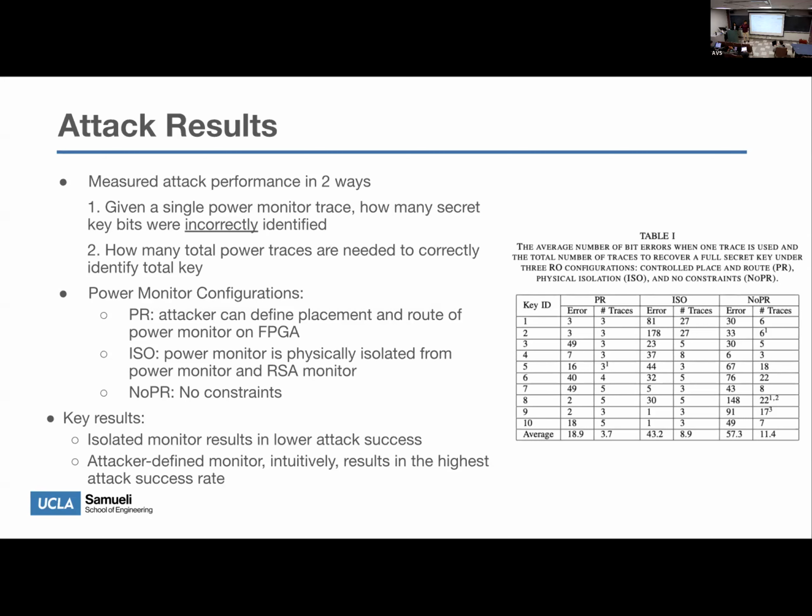anywhere on the FPGA. And without going too much into detail on the results table on your right, some of the key results are that, rather intuitively, the isolated power monitor, where again there's no physical connection between the power monitor and the RSA decryption module, results in the lowest attack success, which makes sense. It has less access to the decryption module, so there's less information that can be gleaned from that power monitoring setup.